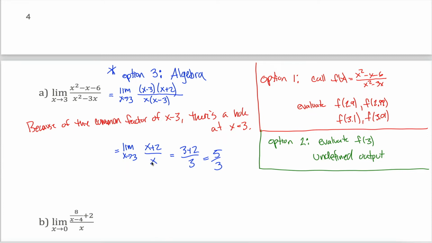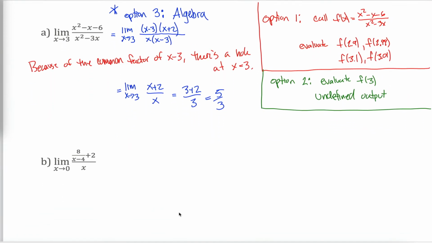What made this hard is I couldn't plug in x equals 3 from the start because this function has a hole at 3, which we see when we factor the numerator and the denominator. That's the hardest thing we're doing in this section, but that's also the most important thing we're doing in this section.